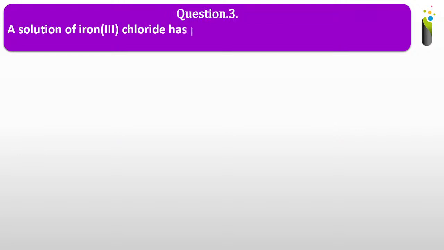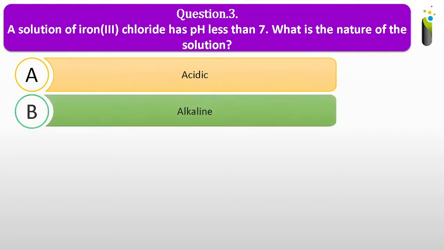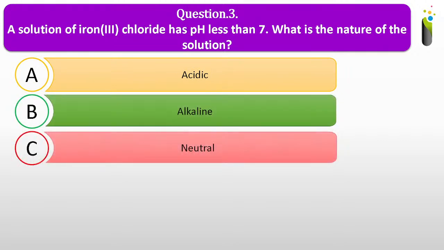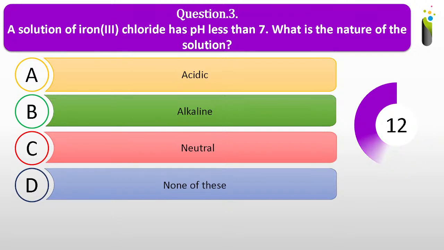A solution of iron chloride has pH less than 7. So what is the nature of the solution? A. Acidic. B. Alkaline. C. Neutral. D. None of these. So answer me for question number 3.